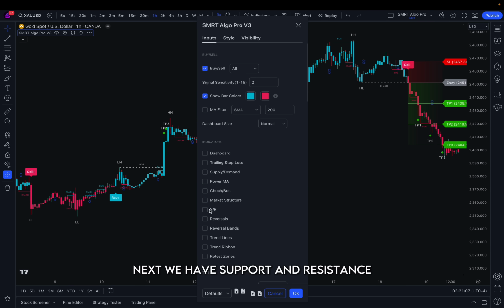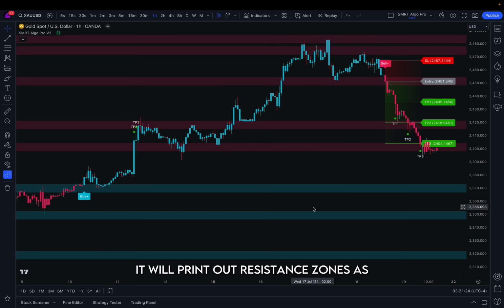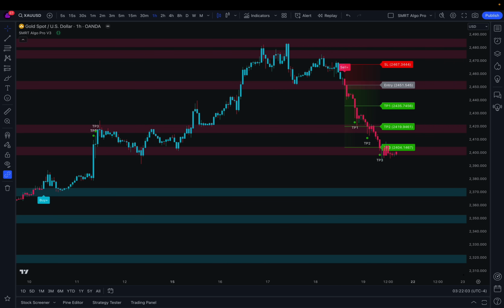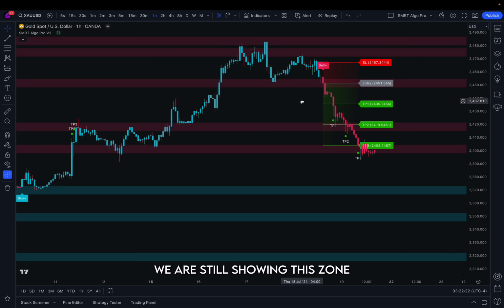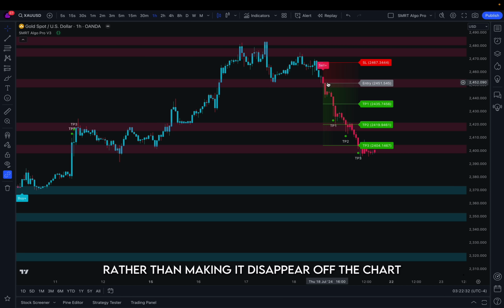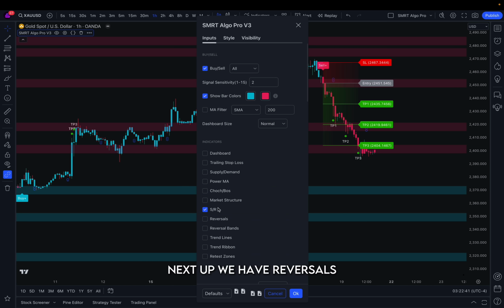Next, we have support and resistance. Once again, very self-explanatory. It will print out resistance zones as red or pink and print out support zones as blue. What's great about our support and resistance indicator is that it also shows the historical levels. For example, up here you can see that although this was a previous resistance turned support turned resistance, we are still showing the zone rather than making it disappear off the chart so that you can factor it into your analysis.